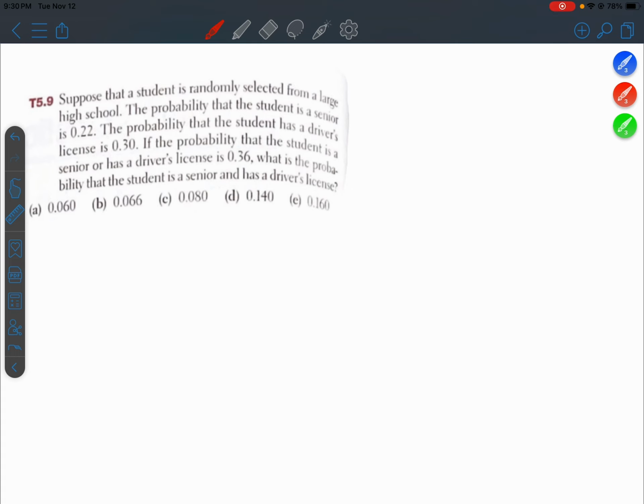Okay, so there's a lot going on in this paragraph. We're going to try to simplify it using some notation. The probability that the student is a senior, I'll just use S for short, is 22%. The probability that the student has a driver's license, and we'll just use D to abbreviate that, is 30%.